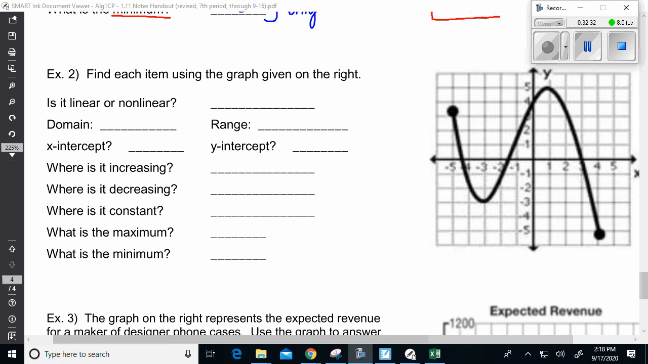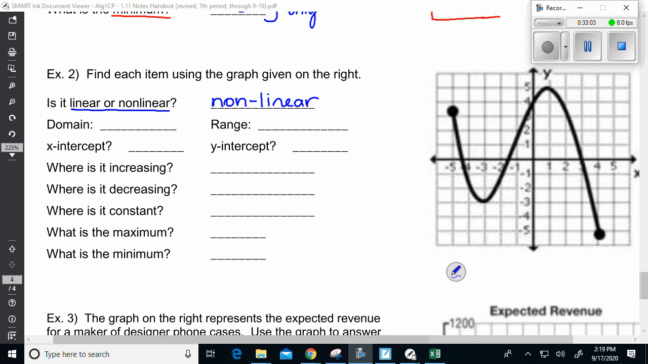Alright, example 2. We're going to do the same exact 10 things. So, first off, is this graph linear or nonlinear? That's nonlinear. Too many curves, so it's nonlinear.